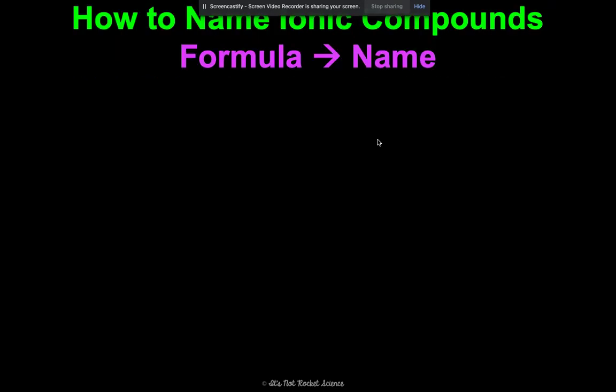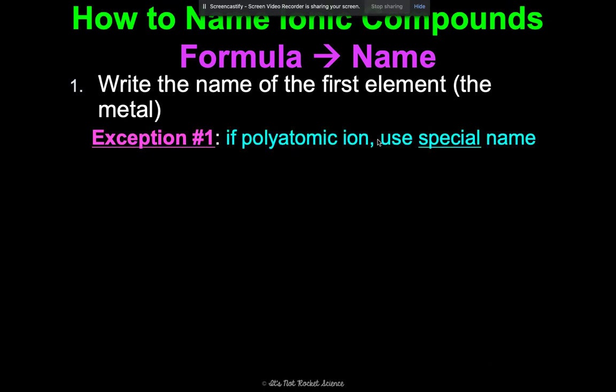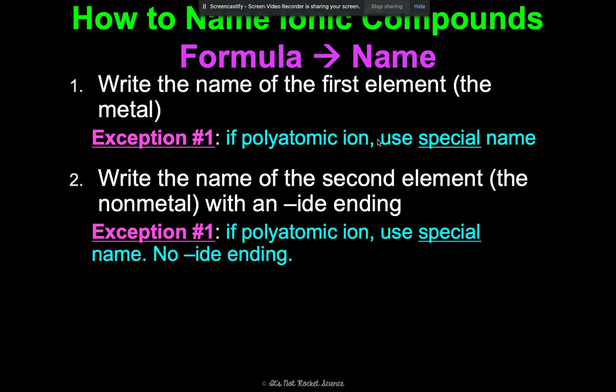So we're going to go over how to name ionic compounds, but we're going to add some exceptions because of polyatomic ions. So this should look familiar. You're going to write the name of the first element, which is the metal. If it's a polyatomic ion at first, you're just going to use a special name that we were given previously. You're going to write the name of the second element, which is the nonmetal, with an IDE ending. The exception to this with polyatomic ions is you're going to use the special name, no IDE ending.